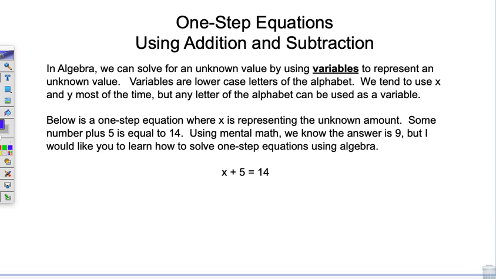So here we have our first example, and we have a one-step equation. That means it'll only take us one step to actually get an answer. x is representing the variable. We are adding 5 to that, and that equals 14.